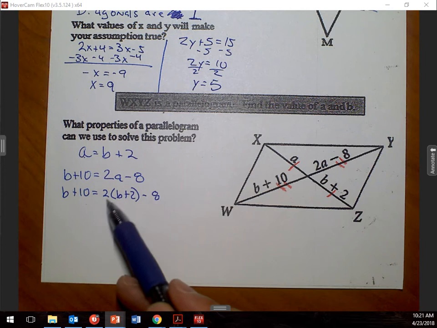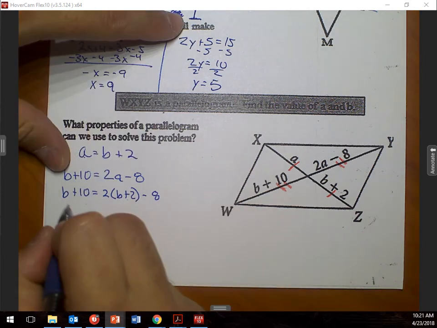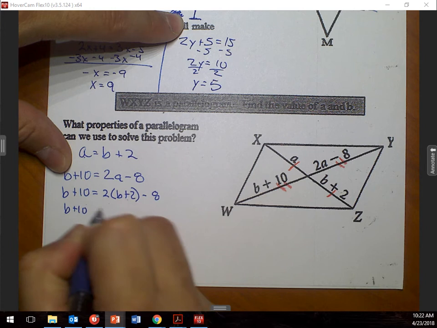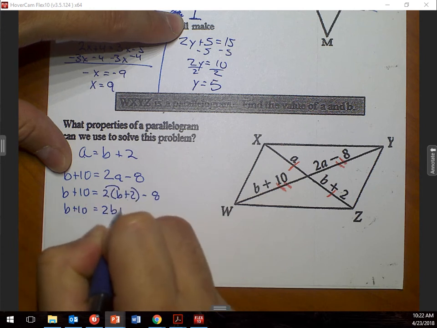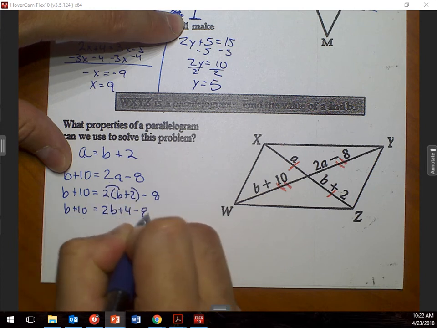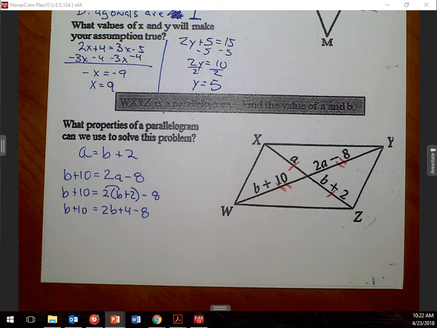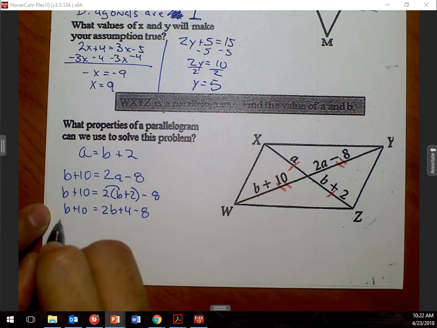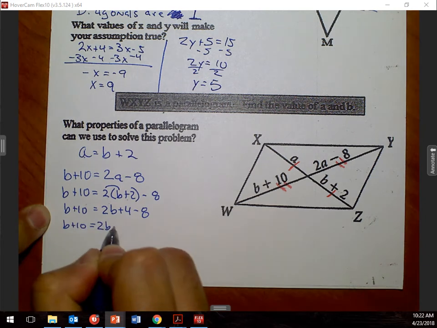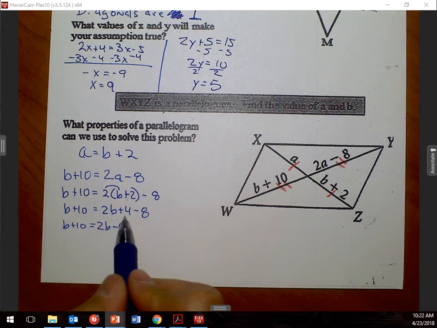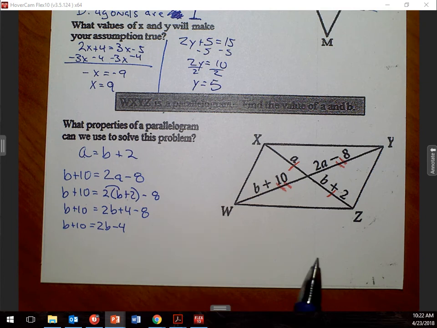What's got to happen now? You have to distribute. So b plus 10 is equal to 2b plus 4, minus 8. Very good. Now I'm going to combine like terms. b plus 10 equals 2b minus 4, because I'm combining the positive 4 and the negative 8.